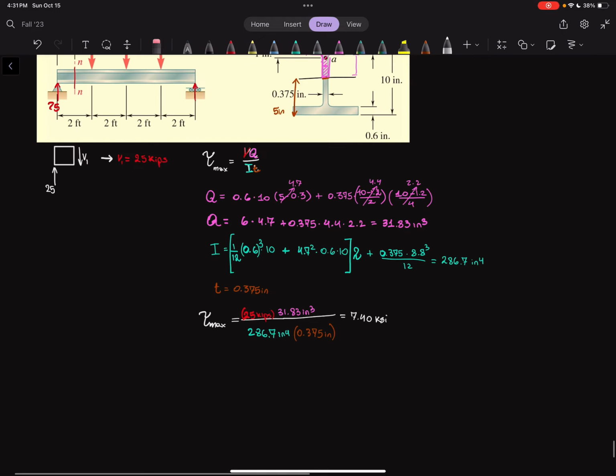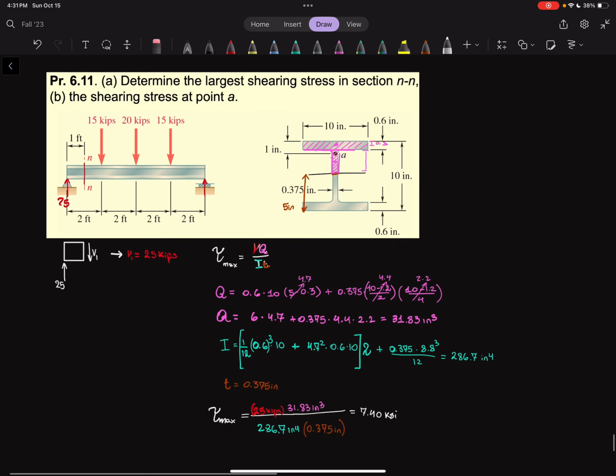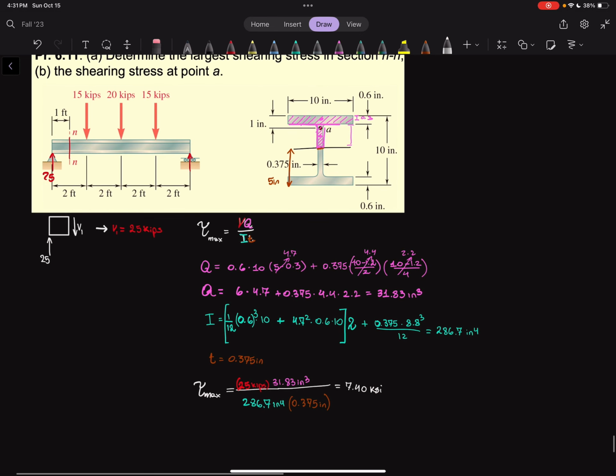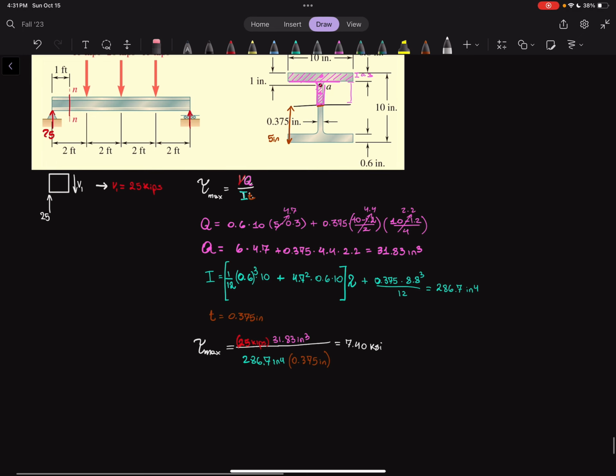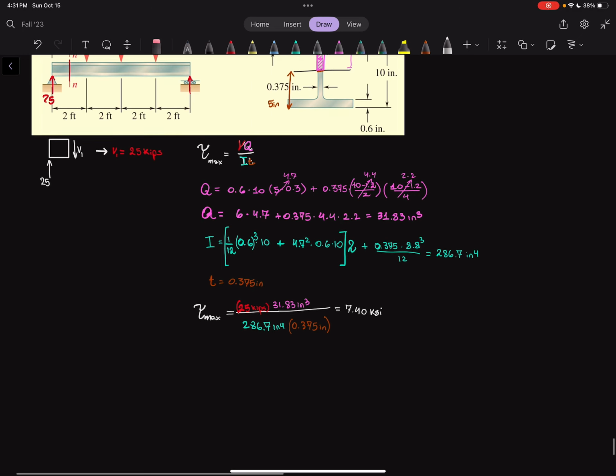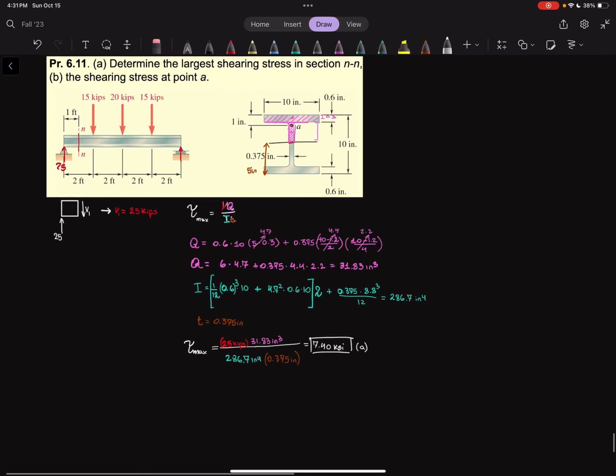So this is 7.40 ksi. And the shearing stress at point A, that's going to be a small little thing, so we'll do that in part B.